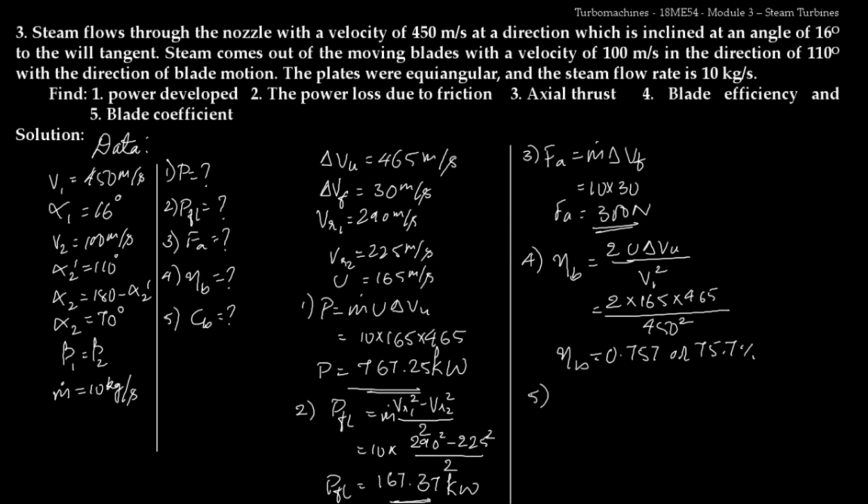Now we need to find out the blade coefficient, that is CB, which is given by VR2 divided by VR1. So VR2 is 225 divided by VR1 is 290. So CB will be equal to 0.775. This is the blade coefficient or blade friction coefficient.